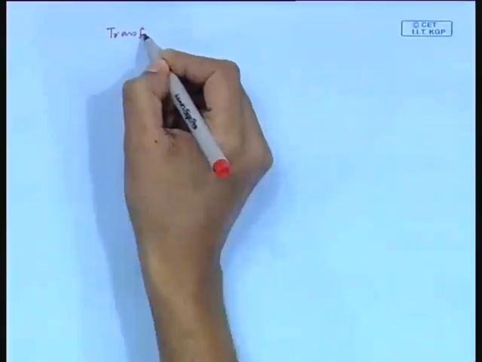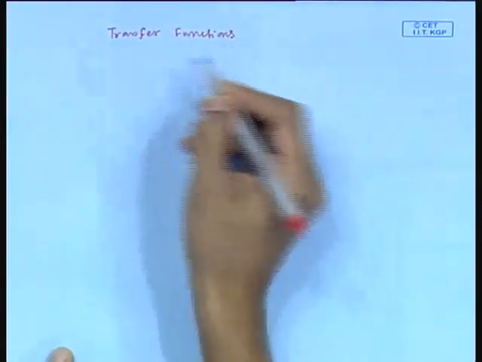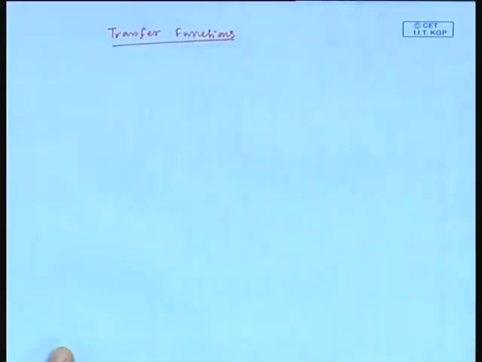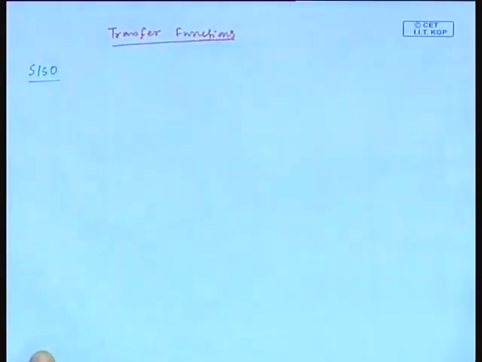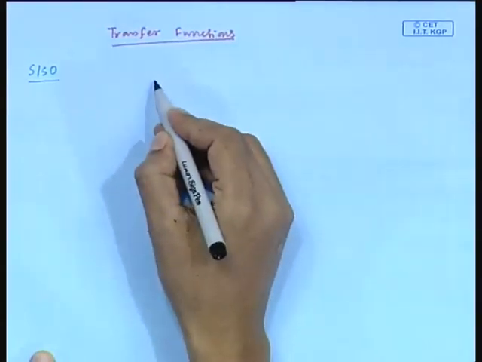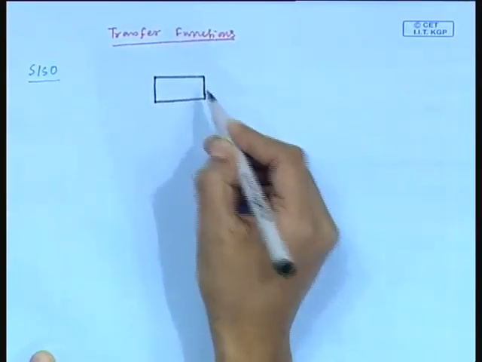Continue our discussion on transfer functions. Yesterday we considered a single input single output system, and we derived the transfer function for that SISO system. So, for a SISO system, the process involves a single input and a single output.